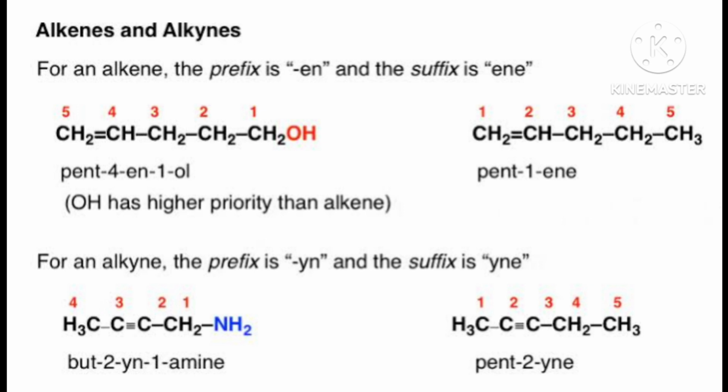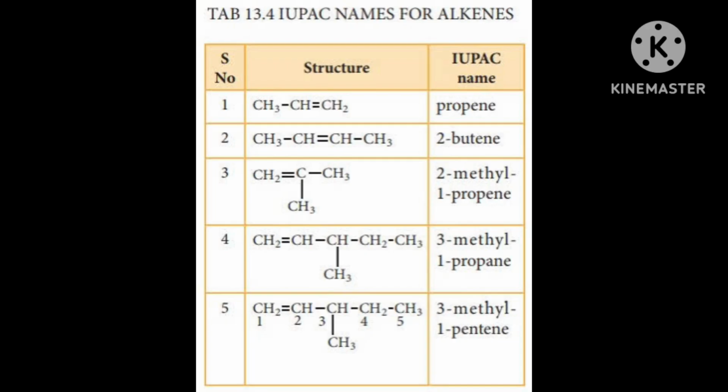Then here you have to write the IUPAC name of the following compounds. Four compounds they have given. Actually here all are alkenes. You only have to count the number of carbons and where the double bond is. You have to consider at which carbon the double bond is there. That is important. How many carbons are there? That is important.